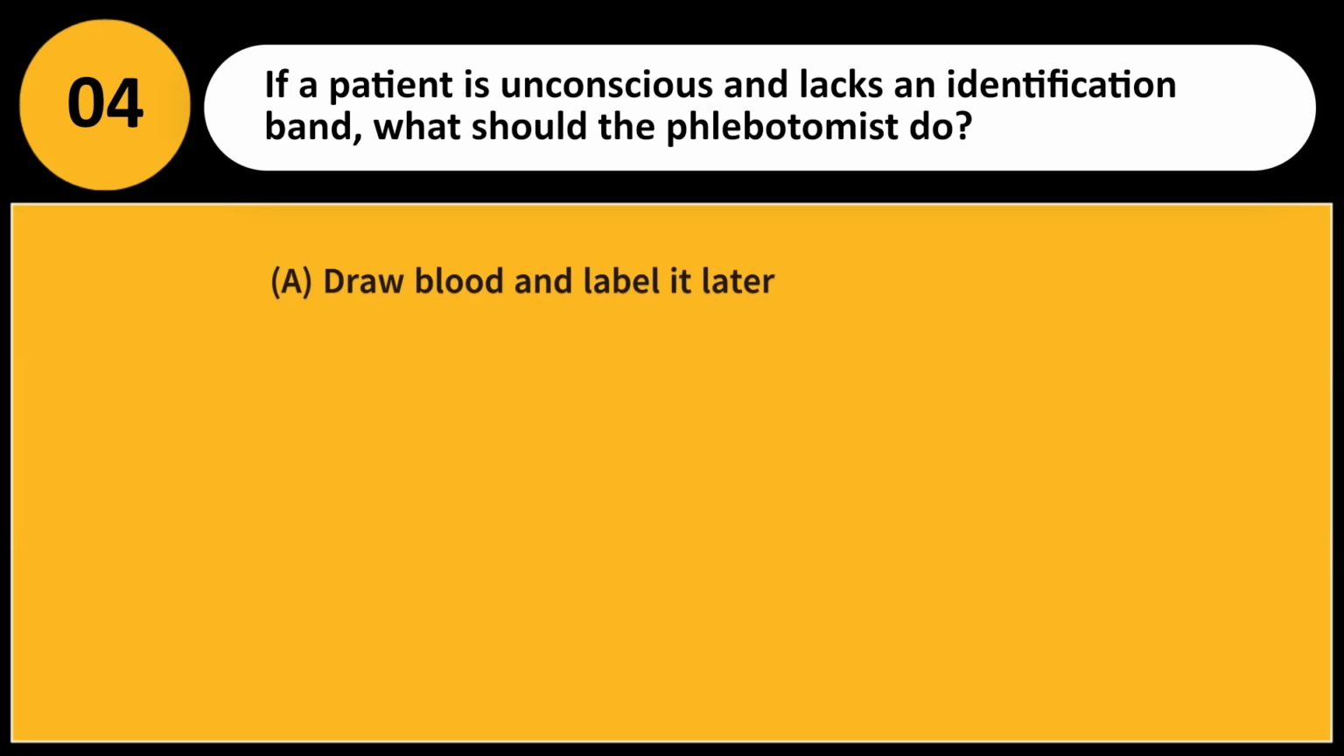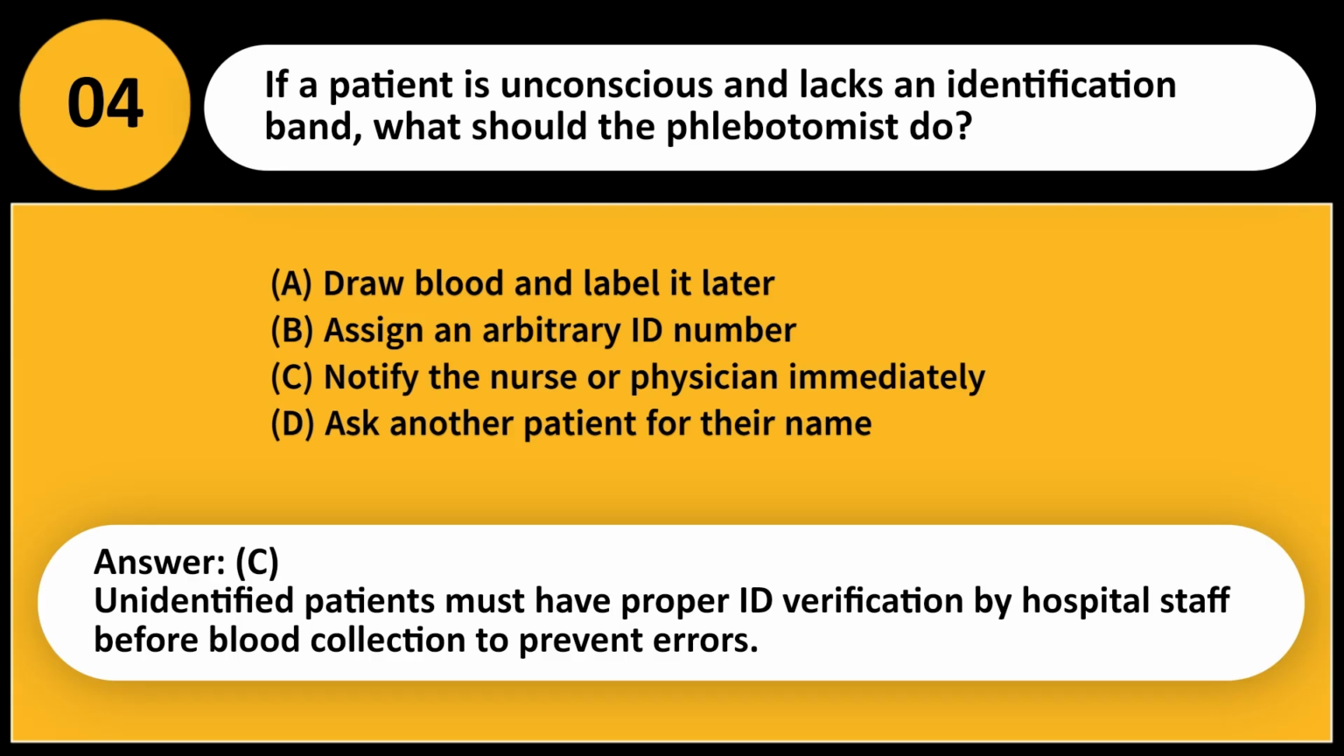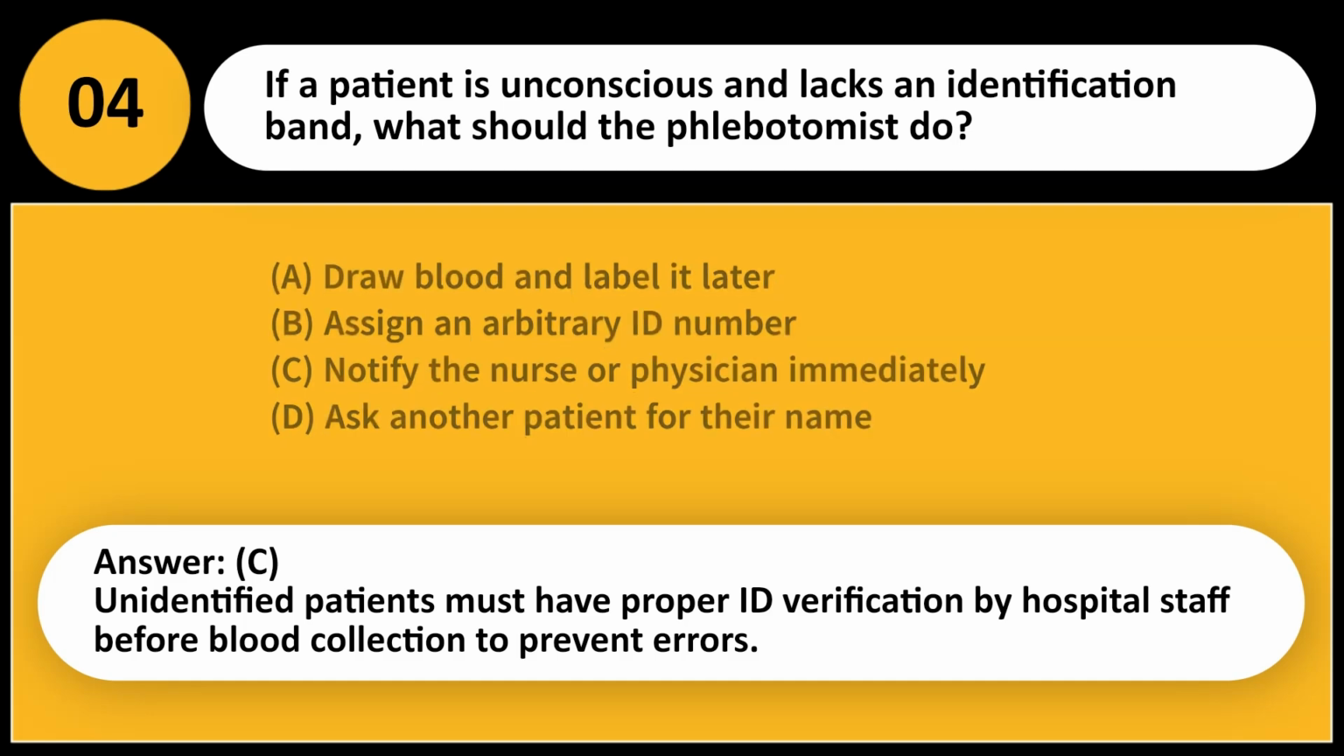If a patient is unconscious and lacks an identification band, what should the phlebotomist do? A. Draw blood and label it later. B. Assign an arbitrary ID number. C. Notify the nurse or physician immediately. D. Ask another patient for their name. Answer, C. Unidentified patients must have proper ID verification by hospital staff before blood collection to prevent errors.